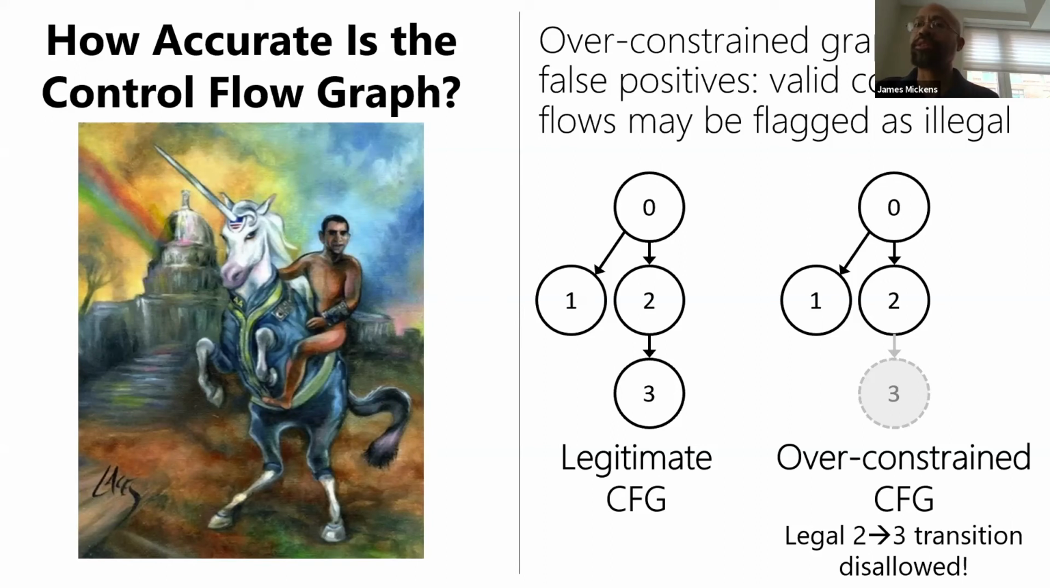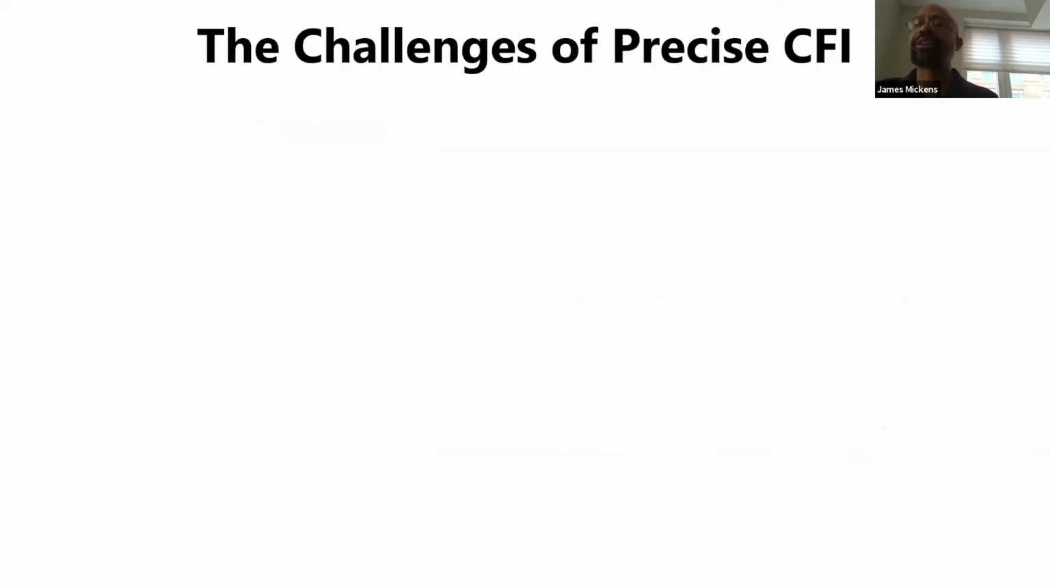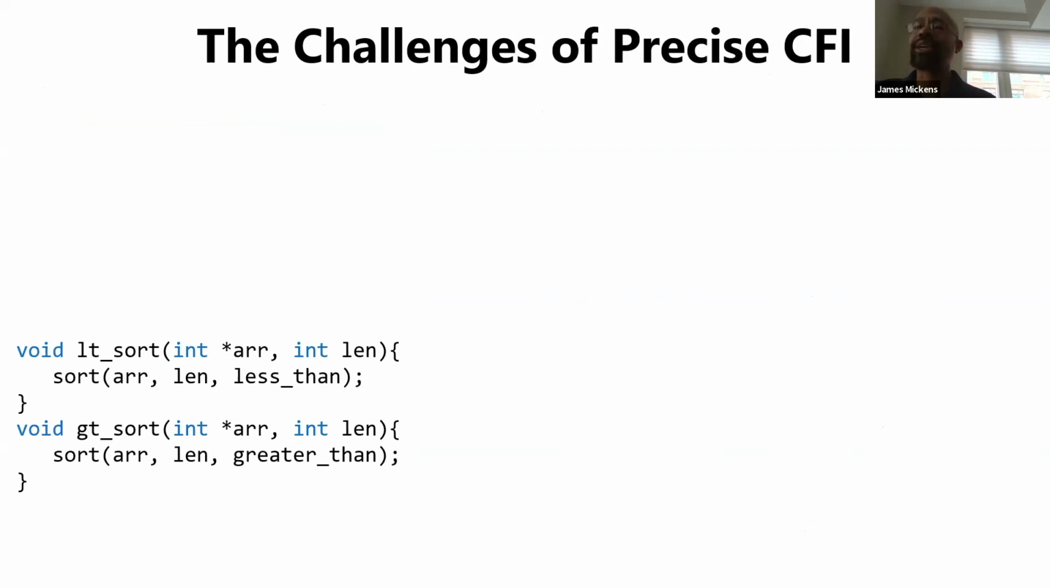Okay, so let's see here. Now let's look at a concrete example to illustrate the challenges of precise CFI. So let's imagine that we had some C functions over here. One of these functions is called less than sort. It takes an array and a length that's going to sort it using a less than comparison. GT sort, greater than sort, has the same sort of function signature as less than sort, but internally it's going to make a call to the sort function and it's going to invoke the greater than function.